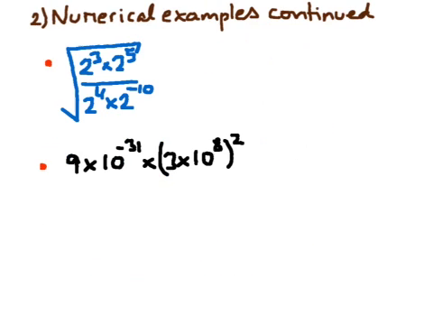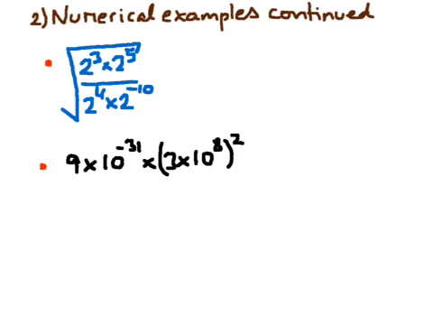So in this final set of numerical examples, we have the square root of 2 cubed times 2 to the 5th divided by 2 to the 4th and 2 to the minus 10. And as well as that, we have an example of how the rules for powers are often used in scientific calculations. And here we have 9 times 10 to the minus 31 multiplied by the square of 3 times 10 to the 8. So again, if you pause the video, you can work out the answers and then start again.